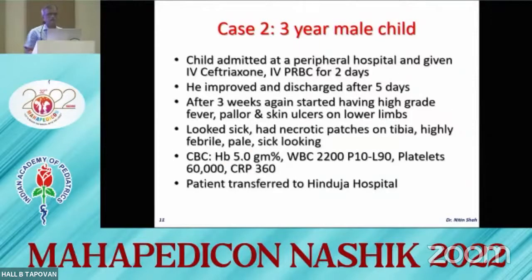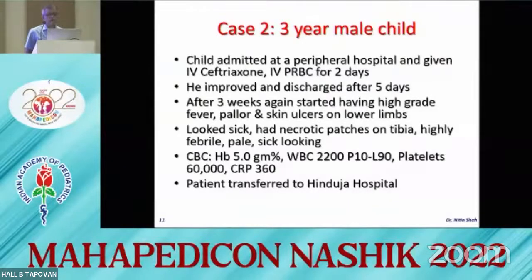All right, so what does the pediatrician do? The child was admitted at a peripheral hospital, given ceftriaxone and packed red blood cells over 2 days. All right, now he improved. Obviously, he will improve because anemia improved. He was discharged after 5 days. After 3 weeks, again, he starts having high-grade fever, pallor, and now skin ulcers on both the lower limbs.